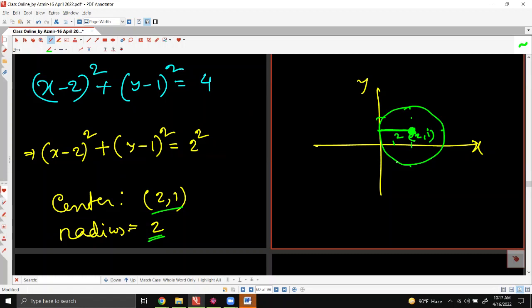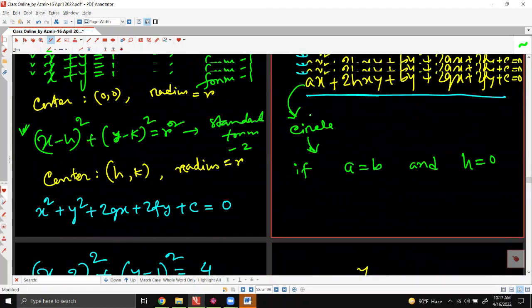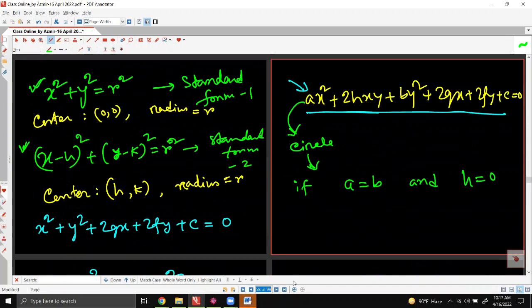So this is what you have to know about circles, but the important parts are parabola, ellipse and hyperbola.